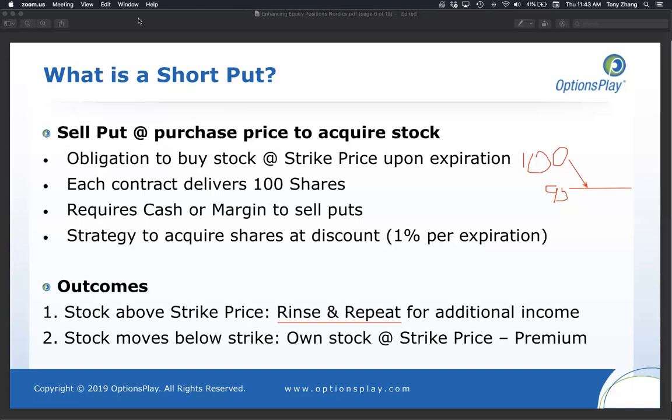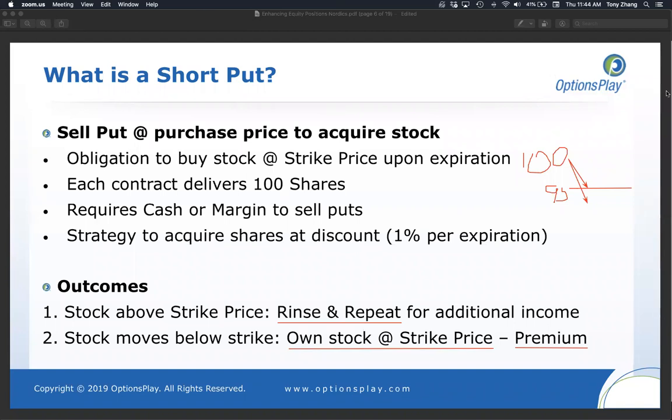The second is that the stock does decline below 95 at the expiration date. And now what happens is you own the stock at the strike price, which is the stock price that you wanted to buy at, which is $95, minus the premium that you receive. So when you sell that put, you collect some income. Let's say you collect $1 for this. So now instead of owning the stock at $95 like you do with a limit order, now you own the stock at $94 because you collected a $1 income, okay?